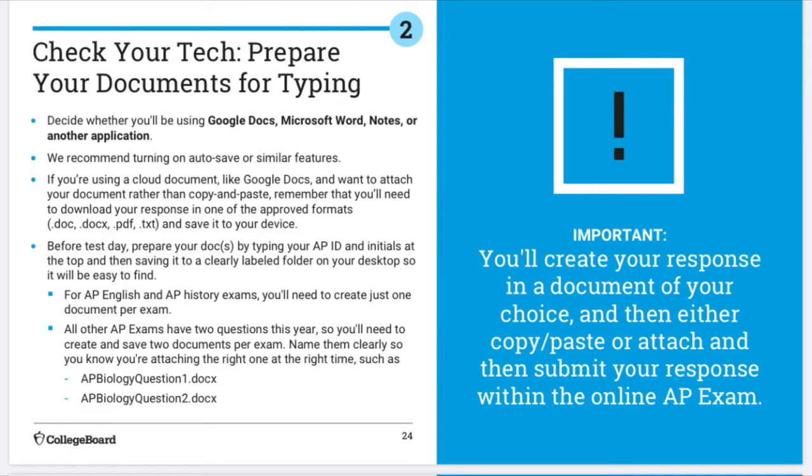Before the test begins, go ahead and type your AP ID and initials at the top of the doc and save it so it's going to be easy for you to find. If you're going to upload the documents themselves, you'll need 2 documents and be sure to name them clearly when you save them. For example, you might name it AP Gov Question 1.pdf and then AP Gov Question 2.pdf.